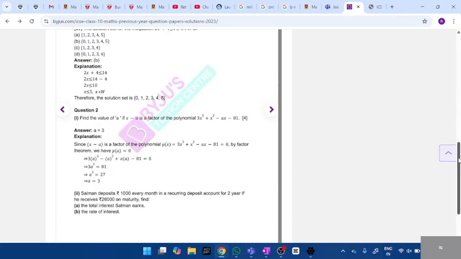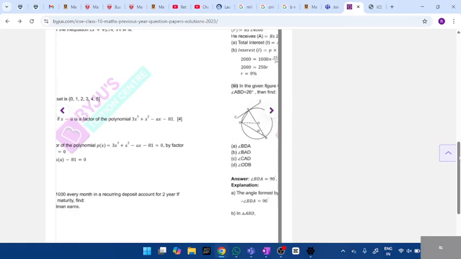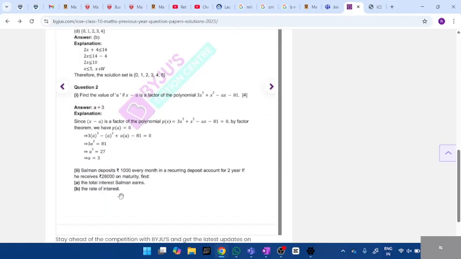Try this question. Next one. Salman deposits rupees 1000 every month in an RD account for 2 years. If he receives 26,000 maturity value, okay. Principal is given, time is given, 2 years. This is a 4 marks question. Start doing this 4 marks question. Use both the formulas, rate and interest.